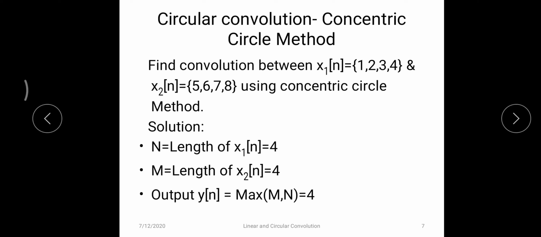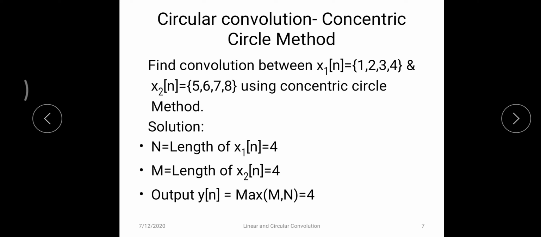Now check the number of samples in x1 of n and x2 of n. Now count the number of samples. Then the length of x1 of n is 4 and the length of x2 of n is also 4. So n is equal to 4, m is also 4. I don't find any shortage of samples in either x of n or h of n. Since both the lengths are the same, I can proceed further for the circular convolution.